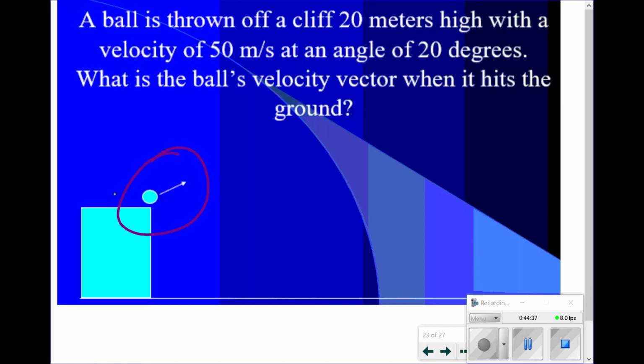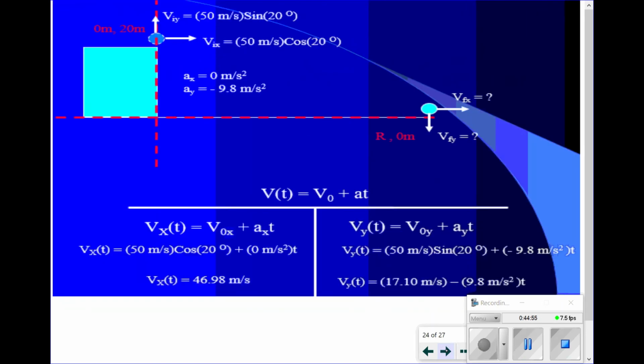Had this been below the x-axis, then my initial Vy would be a negative. But again, it's above the positive x-axis from my diagram, so I'll have a positive y velocity for the y-axis. So I'm just going to use 50 sine 20 for the y value. I'll make sure that it's a positive. 50 cosine 20 for the x-axis. I know the acceleration for x is always 0 for projectiles, and it's gravity, which is negative 9.8 meters per second squared, for the y-axis.